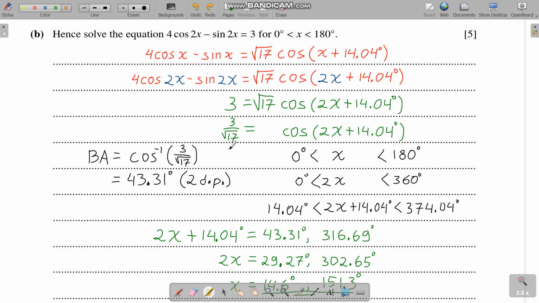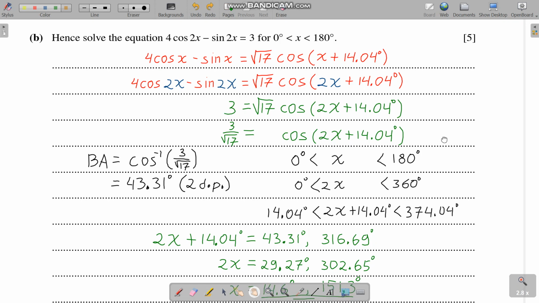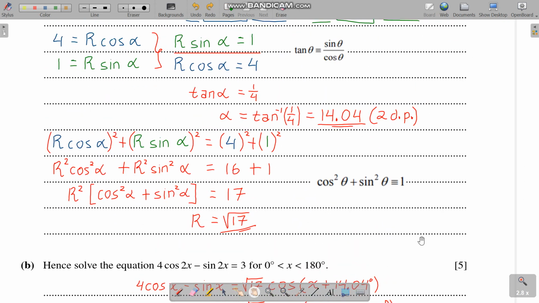So the base angle is inverse cos, because this is using cos. We have to use something positive. This is already positive, so we have the base angle in the first quadrant. Actually, this is in degrees. All right.